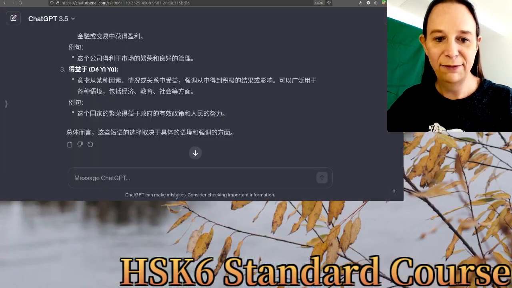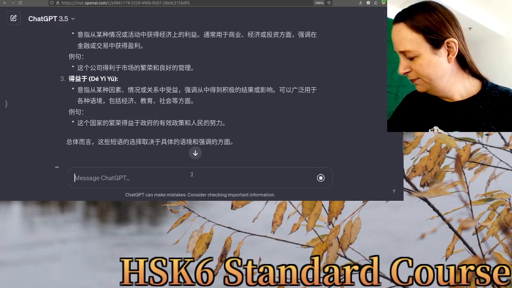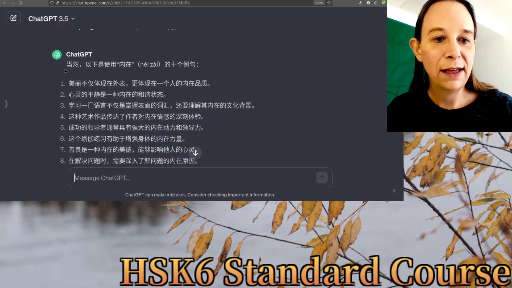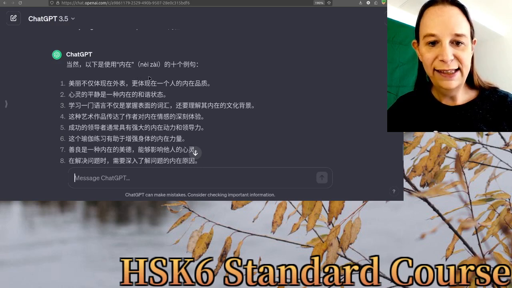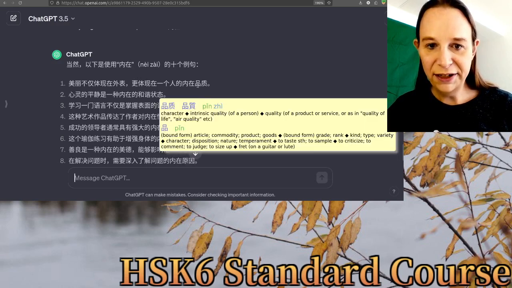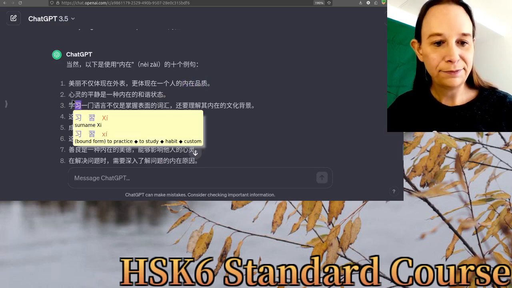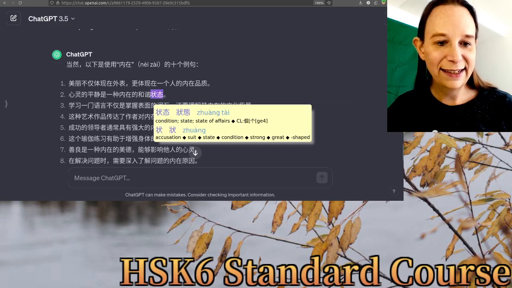So let's go back. What can you give me 10 examples where 内在 is used? Intrinsic or like inherent? Inner, inward. All right. 美丽不仅体现在外表，更体现在一个人的内在品质 So inner essence, inner character. Yeah. 内在的和谐状态 Inner harmonious state.